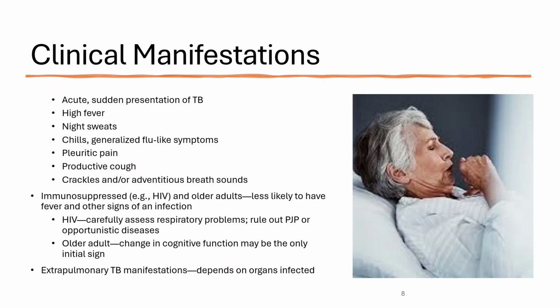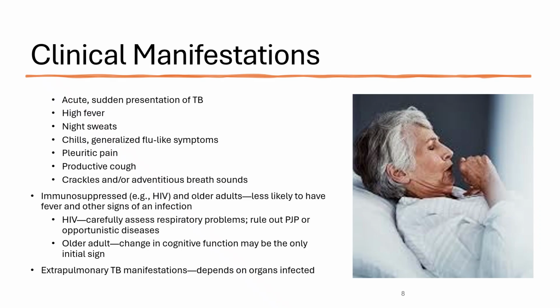Some clinical manifestations for TB would be an acute, sudden presentation of the TB. They have a high fever. Another piece is the night sweats. They have chills and generalized flu-like symptoms. They can have pain in their chest. They can have a productive cough. They'll have crackles or adventitious breath sounds.